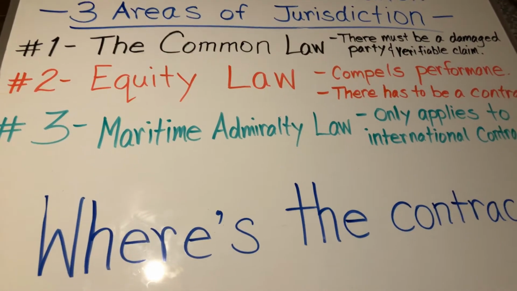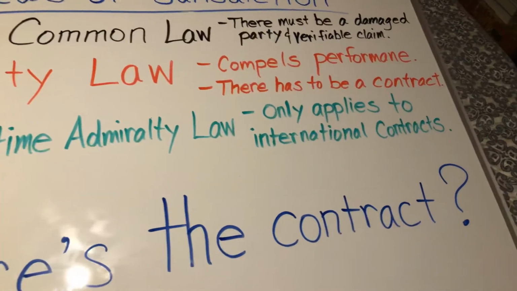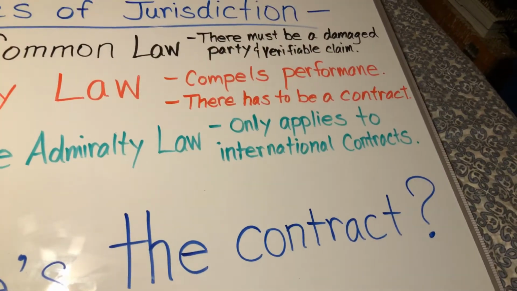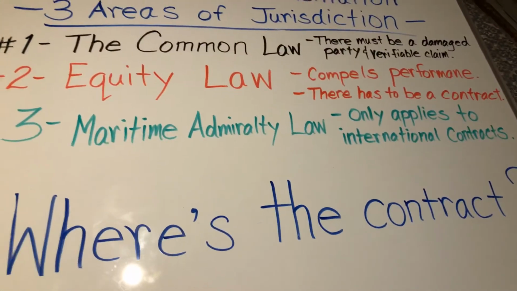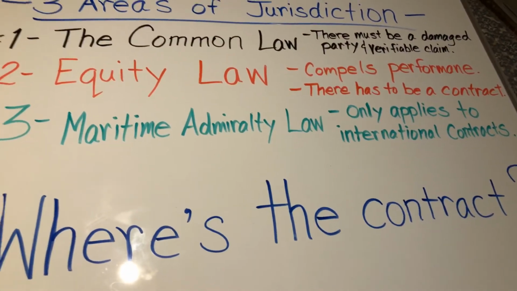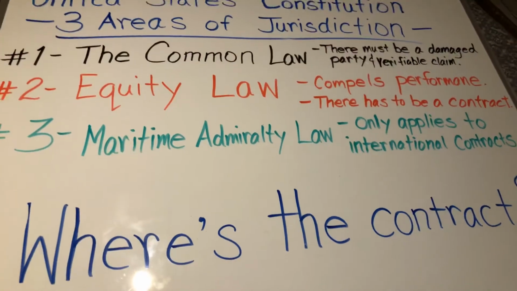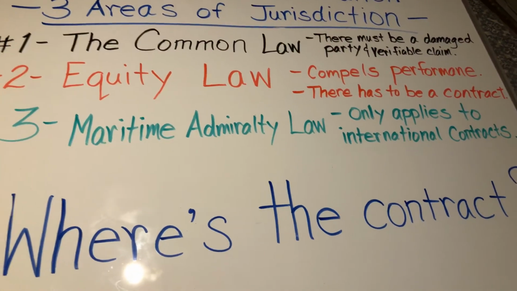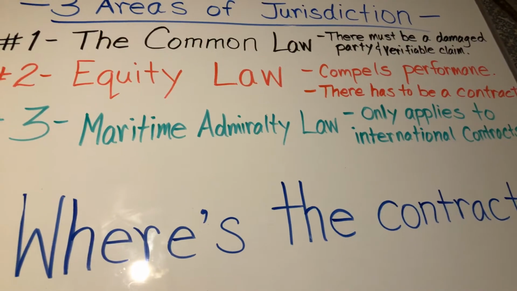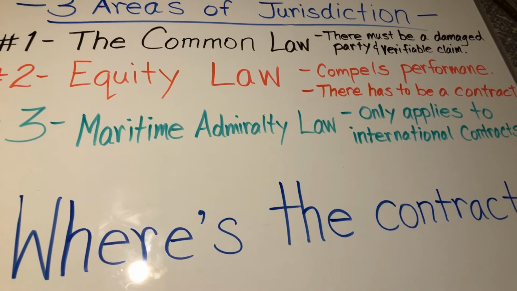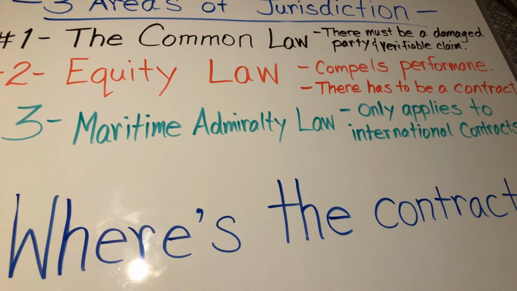Number two, equity law. There has to be a contract. Where's the contract that I signed knowingly, voluntarily, and intentionally? Both parties have to sign that, knowingly, voluntarily, and intentionally. Where's the contract? Bring forth the original contract that I allegedly signed. If you don't have that, I guess we don't have an agreement. Prove it.